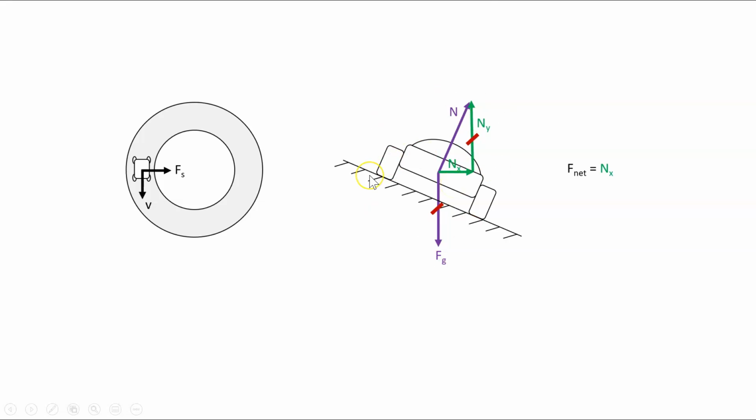This is a simpler scenario where there is no friction. So the picture over on the left no longer applies. You would replace this with n sub x.